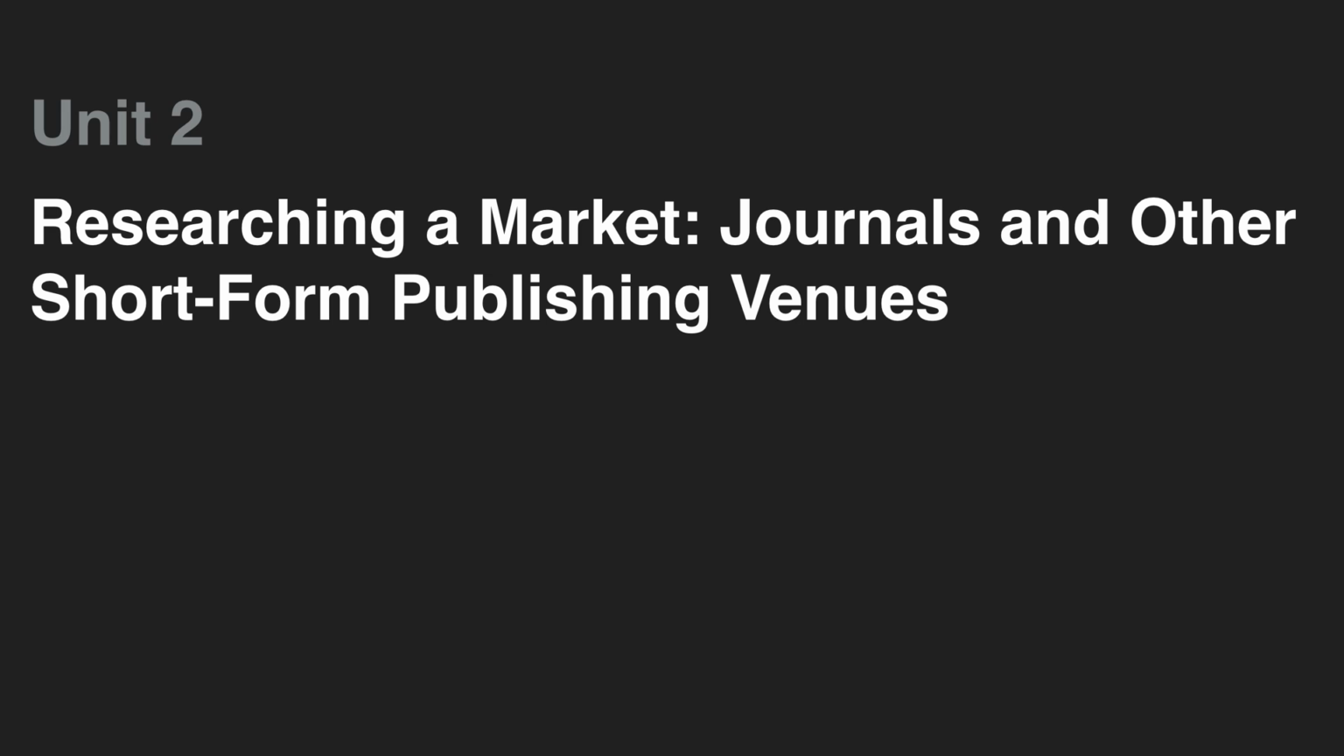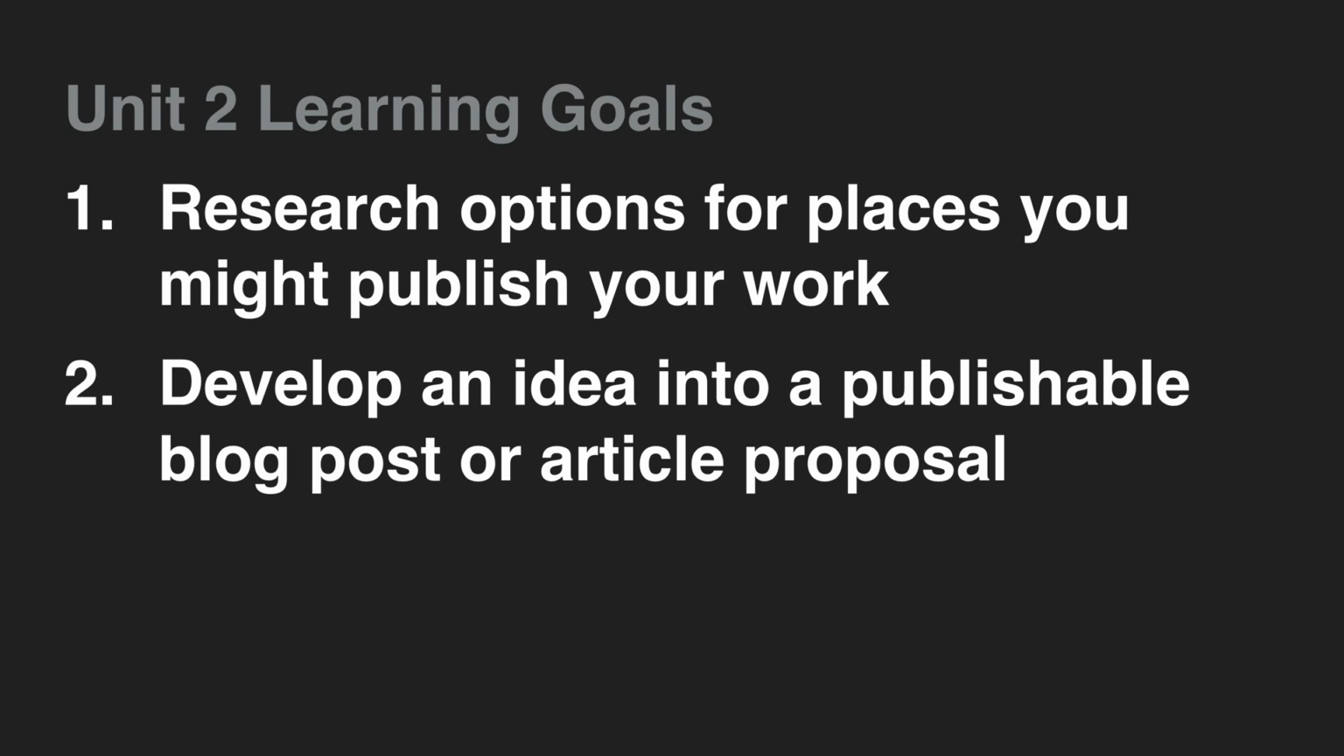I want to take a moment and explain what that means and what we're going to be doing over the next 5 weeks. So the Unit 2 learning goals are basically these two, and they're big, chunky, challenging learning goals. Part 1, the first goal is to research options for places you might publish your work. So you've already begun thinking about what kind of work you're going to be doing. Now we're going to look at where would be good options and good places to publish that, both online and in print. And then number 2 is to develop an idea into a publishable blog post or article proposal.